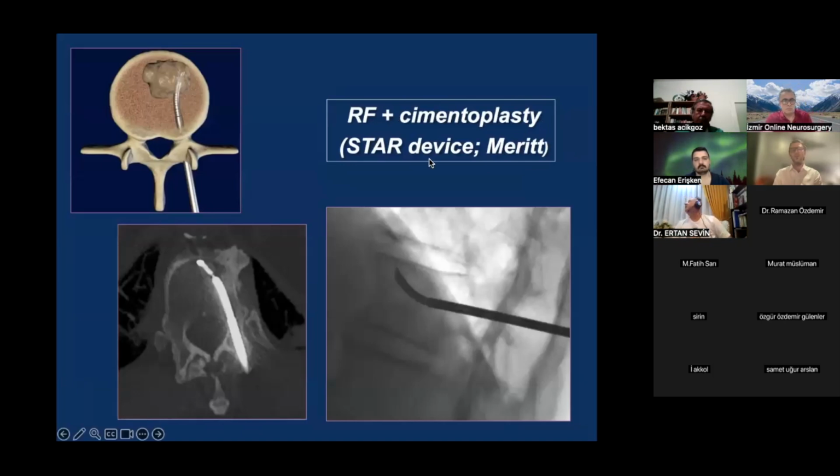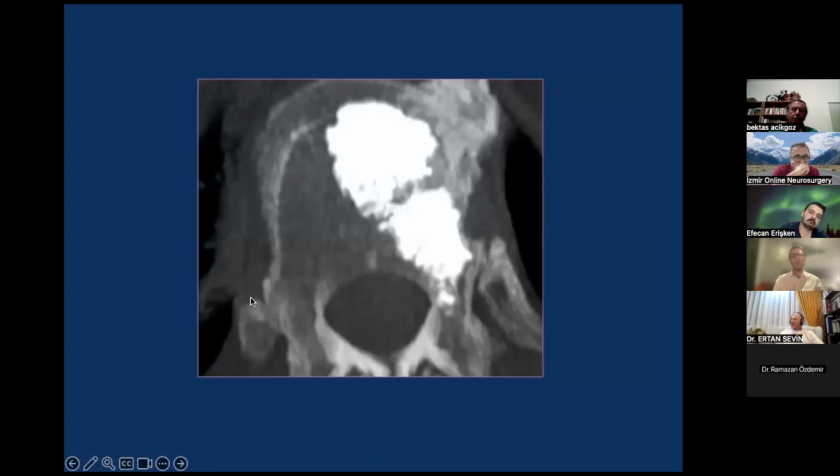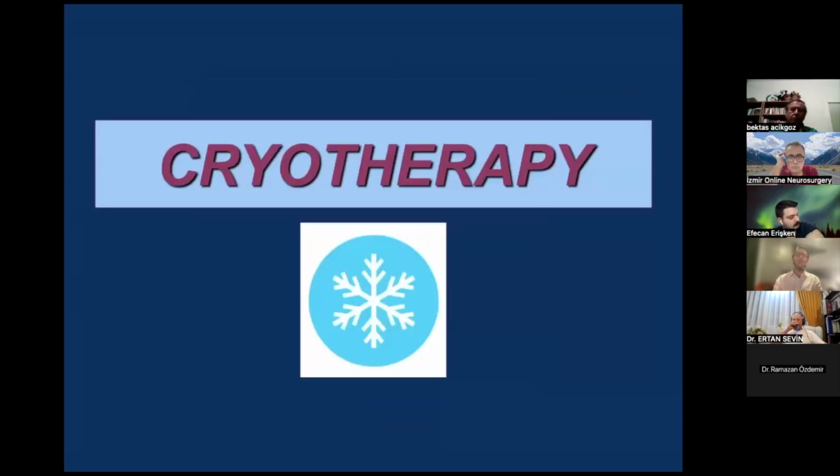We used a different device, not the Cool-tip, but the radiofrequency setup from Merit, the STAR device. It has a probe that could be curved at the tip in order to have a more spread radiofrequency ablation zone. So you can see you can curve the tip of this probe. So this is the positioning of the probe inside the lesion. We performed the radiofrequency ablation and secondarily the vertebroplasty, and we had a very good outcome with no recurrence using both RF ablation and vertebroplasty.